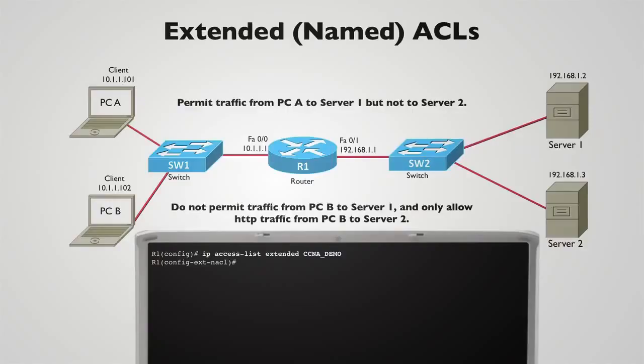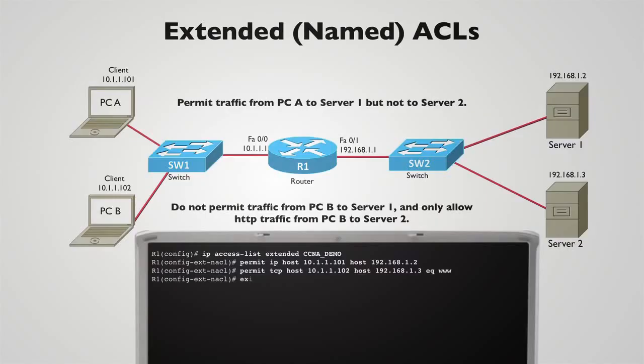And notice the new configuration mode we're in now. We're in extended NACL, named access control list configuration mode. From here, we can give a series of permit and deny commands. To begin with, we're saying permit IP host 10.1.1.101, that's PCA. We're allowing PCA to get to host 192.168.1.2, that's server 1. And we're also going to allow PCB, which is host 10.1.1.102, to get over to server 2 at 192.168.1.3, but only on port 80.